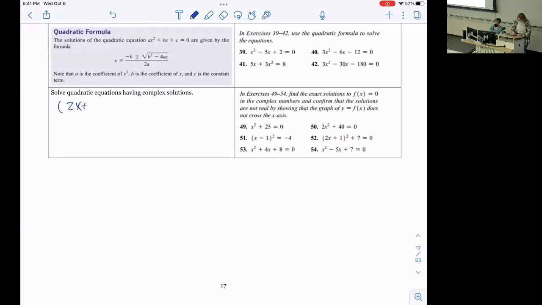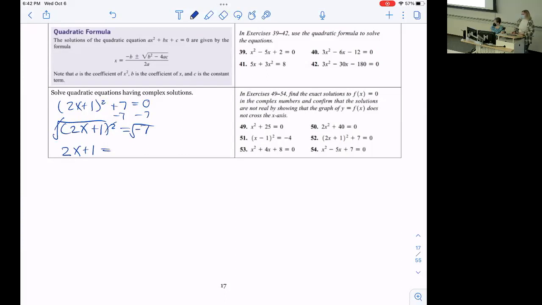We have 2x plus 1 squared plus 7 equals 0. To start, we are going to move this 7 to the other side, which leaves us with 2x plus 1 squared equals -7. When we take the square root of both sides, over here this will cancel out, leaving 2x plus 1. But over here, we're going to have a -7 under a square root.